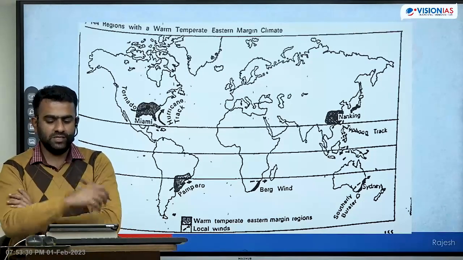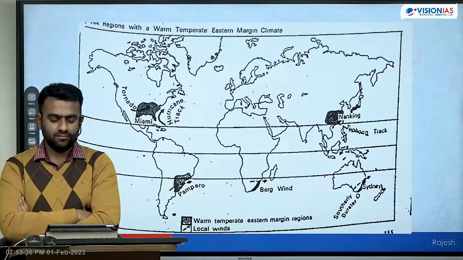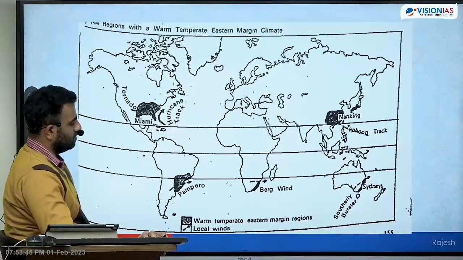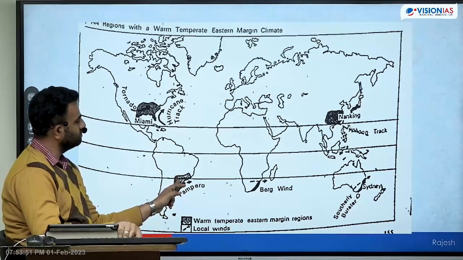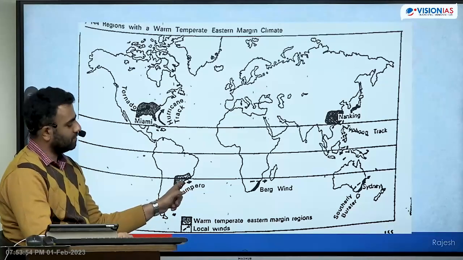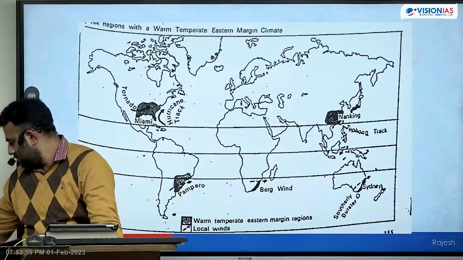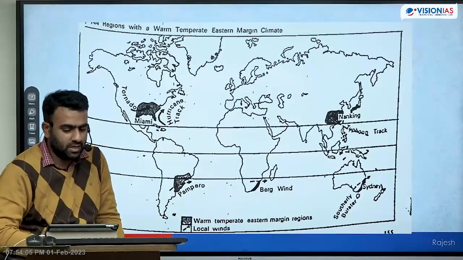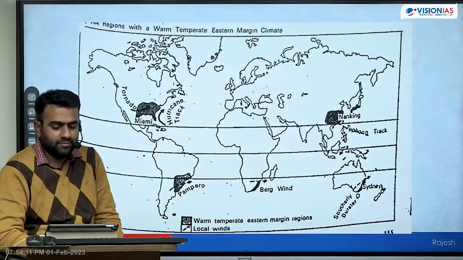Regions. Eastern China, Southeast USA, Southeast Brazil, Southeast South Africa, Southeast Australia. सारा साउथ ईस्ट ही है.